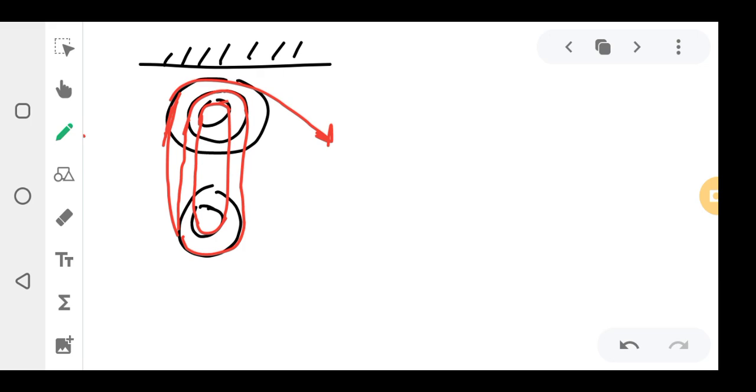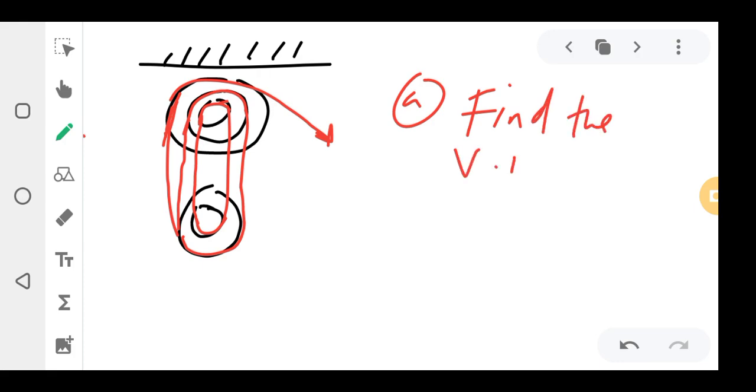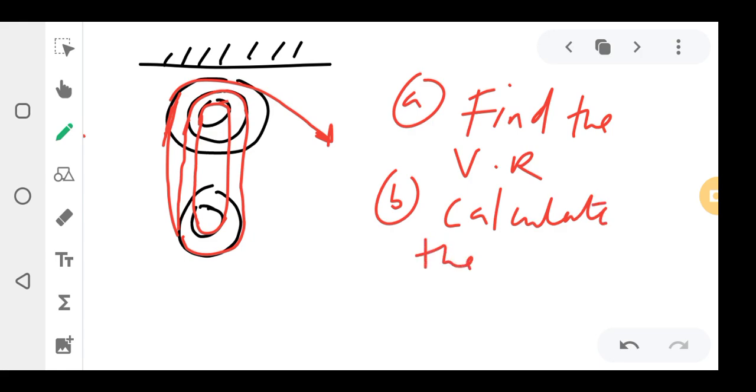So question 1. 1A. Find the velocity ratio. 1B. Calculate the mechanical advantage. C. What I'm going to do is C.